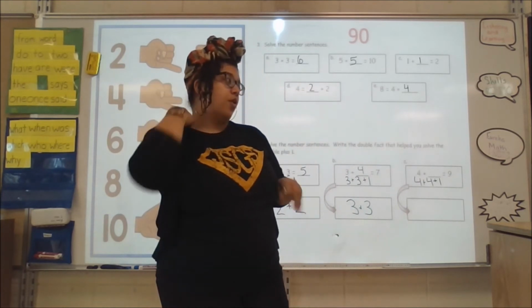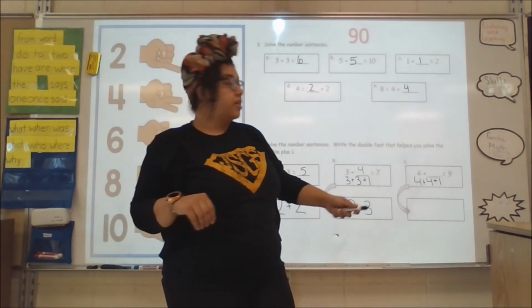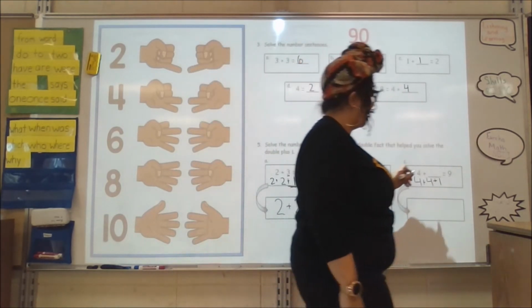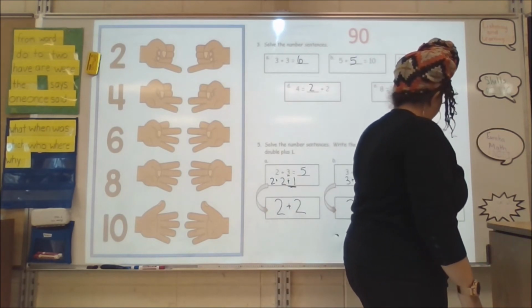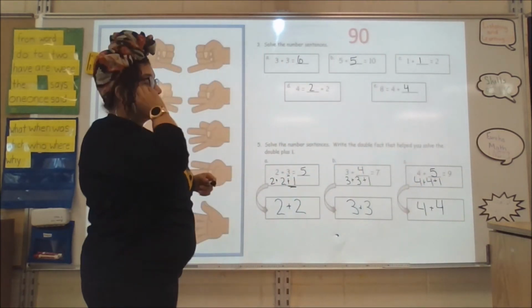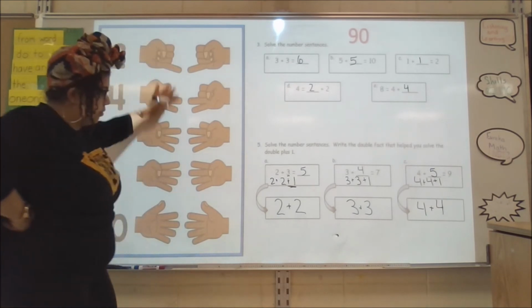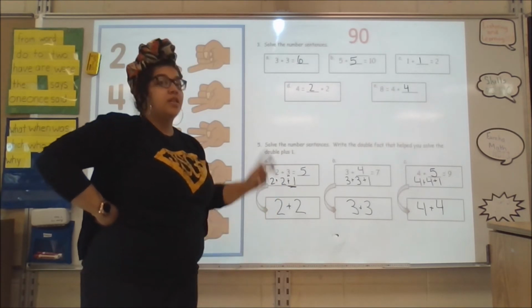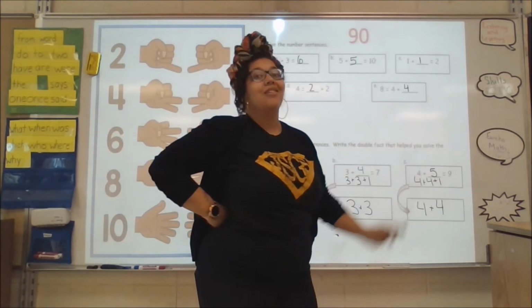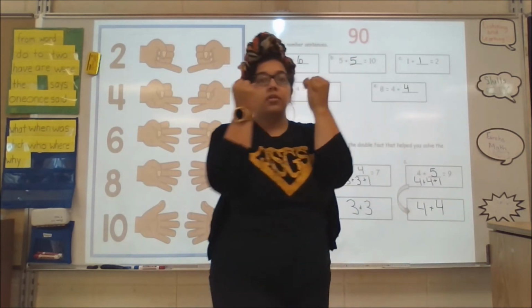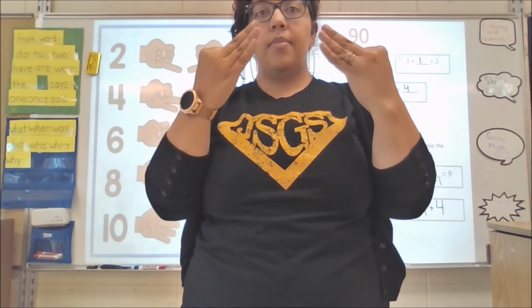Now, knowing that we have 4 plus 4 plus 1 more, what is our missing part? 4 plus 5. Excellent. 4 plus 5 is equal to 9, which means the double used to help us solve this problem was 4 plus 4. So these are our doubles, and this represents our doubles plus 1 more. So 2 plus 2 plus 1, 3 plus 3 plus 1, 4 plus 4 plus 1. But knowing your doubles gets you started to solving the next problem up.